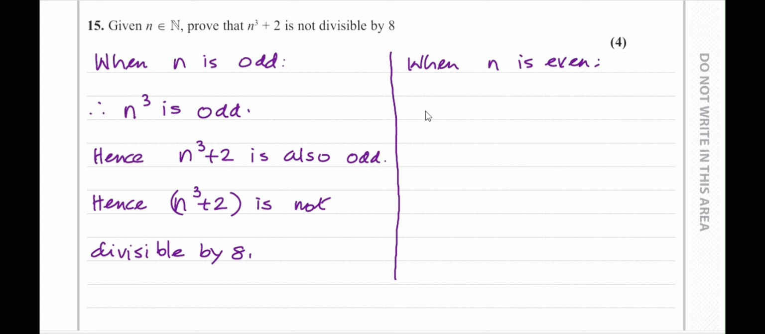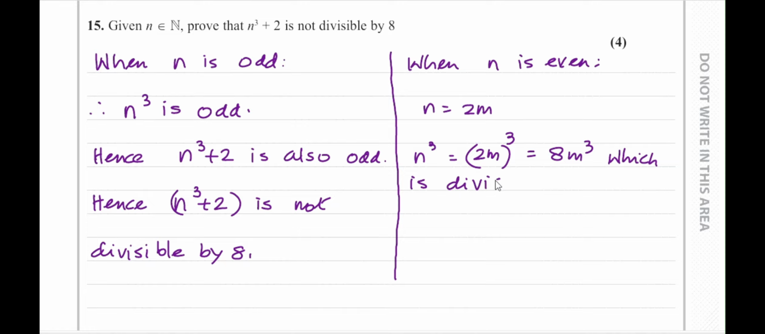When n is even, we can write n is equal to 2 times some other number m. Therefore, n cubed will be (2m) to the power of 3, which is equal to 8m cubed, which is divisible by 8. Therefore, n cubed plus 2 is not divisible by 8.